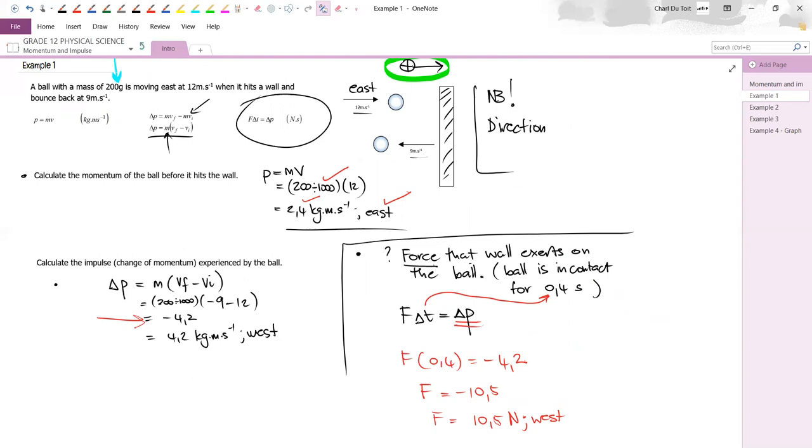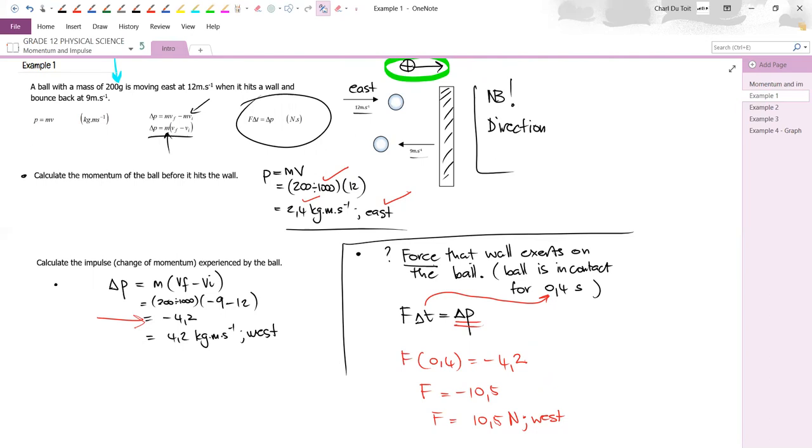Have you done any of these sums for homework so far in your book? Yeah. Okay. We're going to do another example. If there's anything you're struggling with, you can take a photo of it and send it to me. And at the end of the lesson, we might have time to look at it. We'll try and have time to look at it.